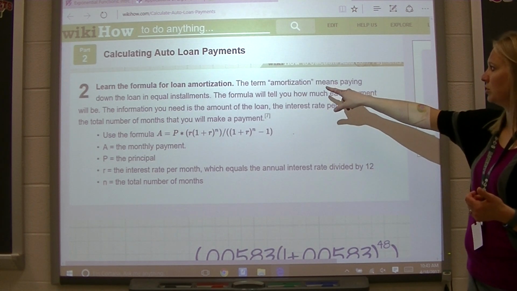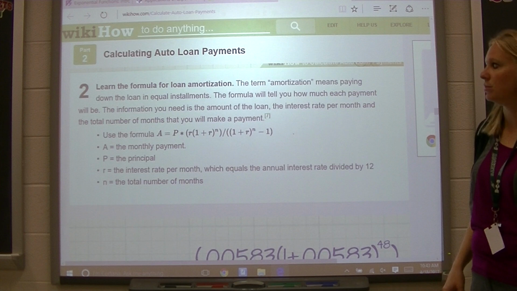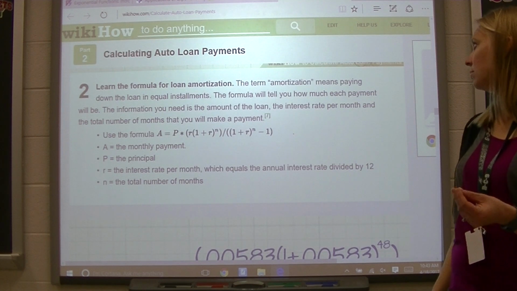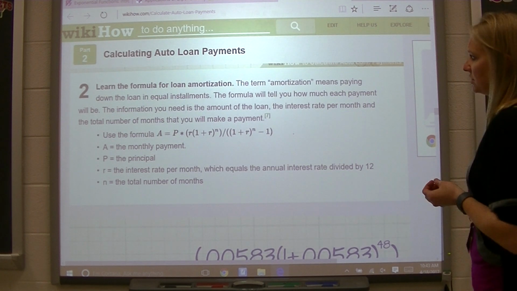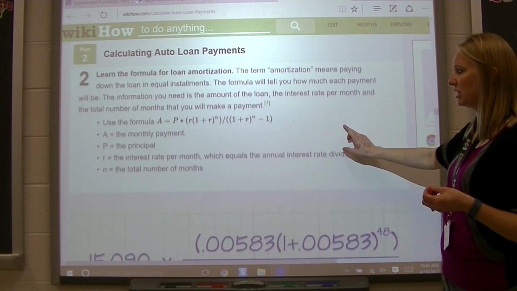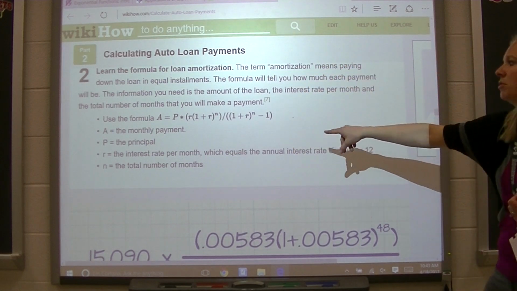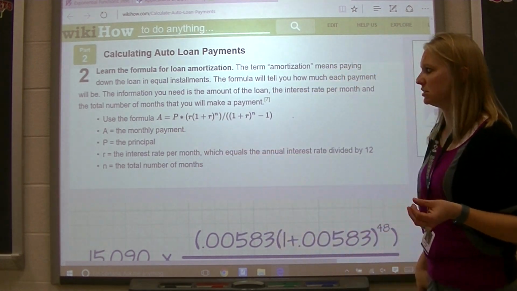The term amortization means paying down the loan in equal installments. The formula will tell you how much each payment will be. The information you need is the amount of the loan, the interest rate per month, and the total number of months that you will make a payment. So here's the breakdown. There's the formula, which you already have written down. A is the monthly payment.